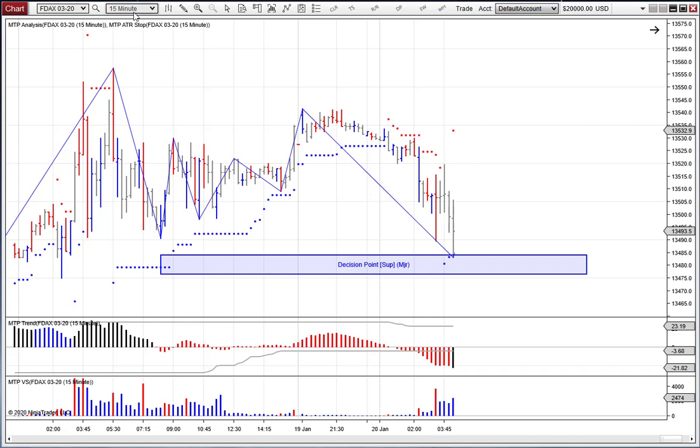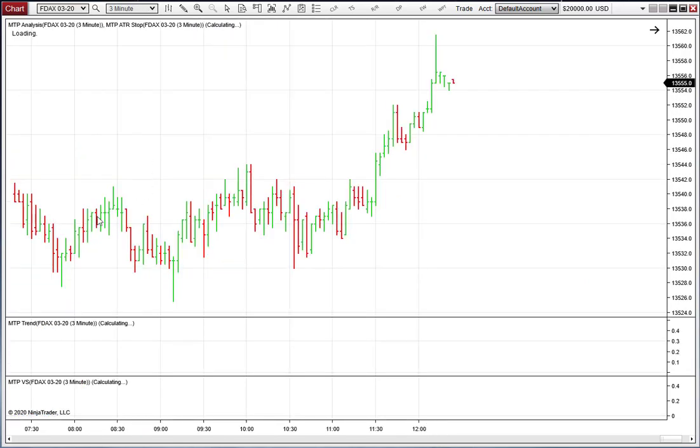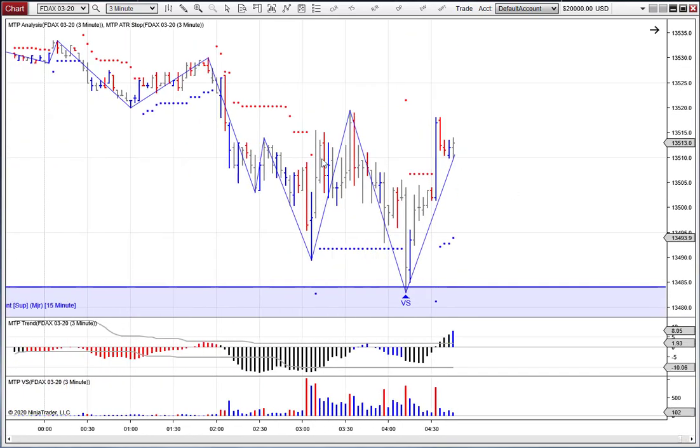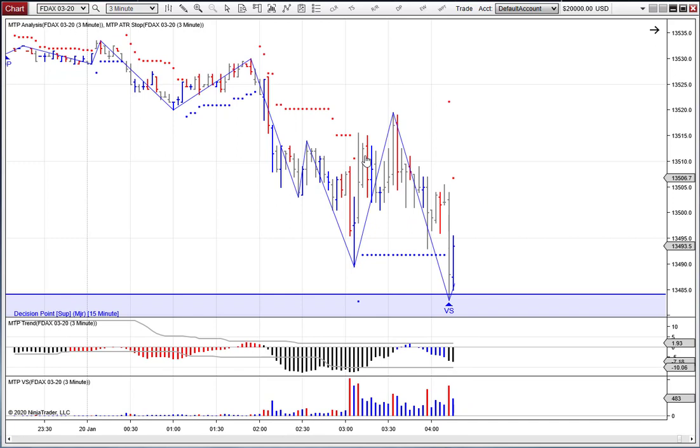So let's now have a look on the 3-minute chart, i.e. the time frame you're looking to trade on, and see what happened at that time. And there you can see there it is. So there's our 15-minute support. Can you see it there? Our 15-minute support. The market came down to that level.